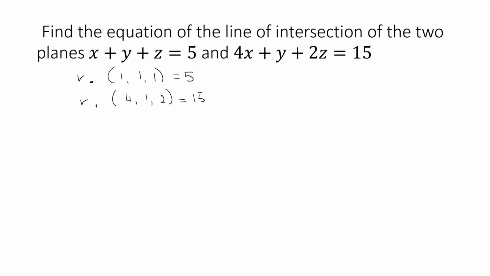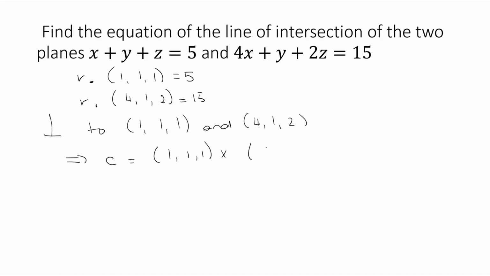Now the required line is going to lie in both planes, so is going to be perpendicular to the vectors 1, 1, 1 and 4, 1, 2. So we need to find a vector, say C, doesn't matter what we call it, in the direction of that line. So this is where we use cross products. So C is going to be the cross product of the 2.